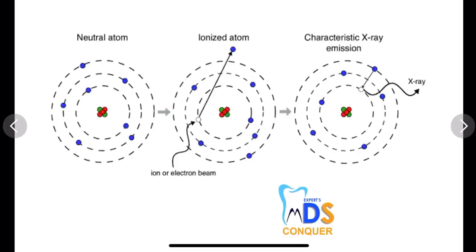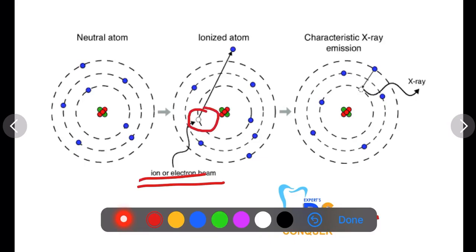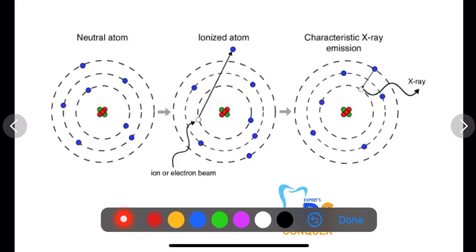Next, one more concept related to the production of X-rays is characteristic radiation. If the electron from the electron beam, the high energy electron, hits the innermost electron of the tungsten target, then what happens? The outer electron will have a tendency to fall into the innermost orbital. So this outer electron will come and fall in, as you can see here.